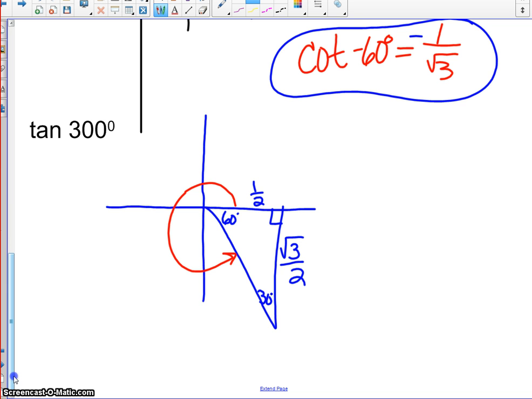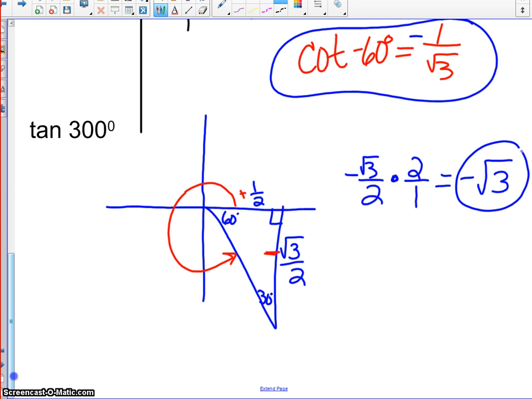Now, you know what? I'm not going to do it to myself twice. I remember this is negative and this is positive. All right. Now I'm looking for just tangent. Okay, just tangent is opposite, negative square root of 3 over 2, divided by adjacent. I'm going to right away flip it and multiply. And then the answer is going to be negative square root of 3. That's the answer to the tangent of 300.